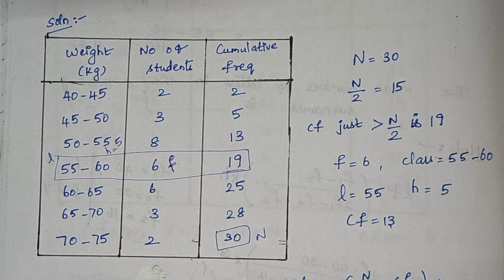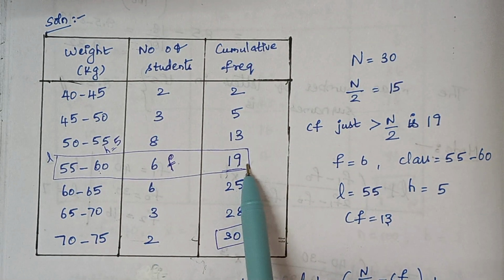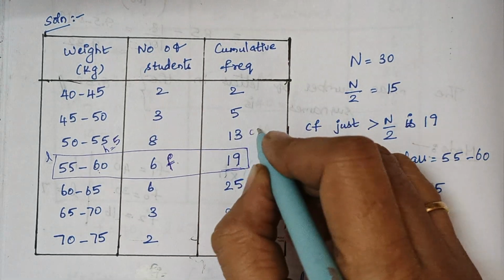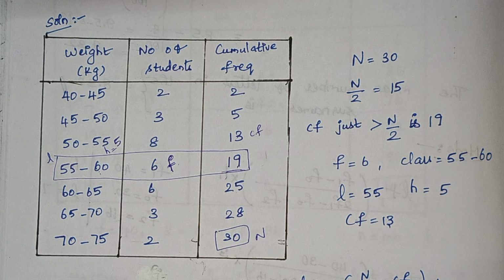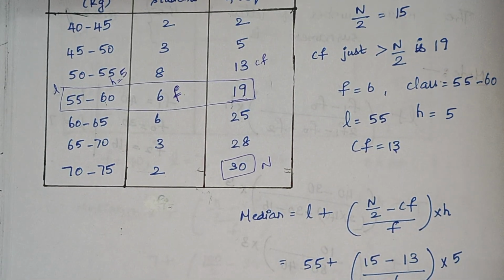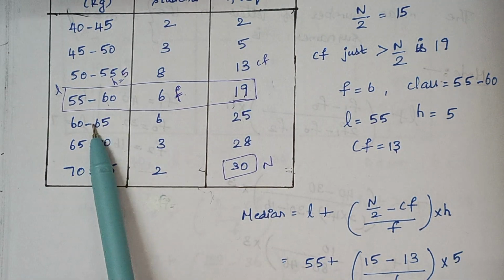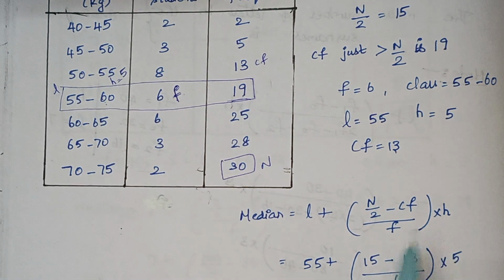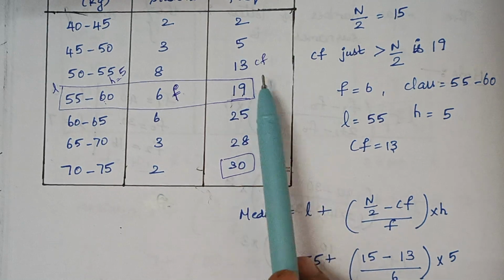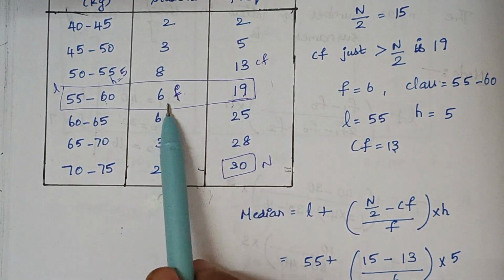Now here we have to calculate the value of cumulative frequency. You have to consider the cumulative frequency value which is above this row. So here the value of cumulative frequency is 13. So just substitute all these values in the formula. So here the value of median is L plus n by 2 minus Cf by F into H. The value of L is 55, the value of H is 5. The value of n is 30. So n by 2 is 15 and the cumulative frequency value is 13 and the value of frequency is 6.